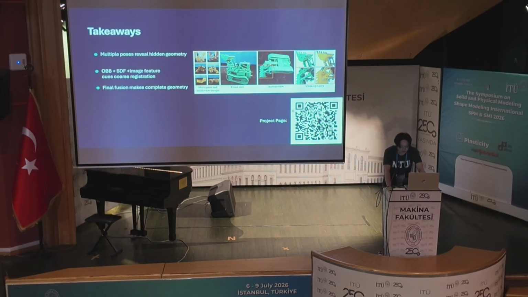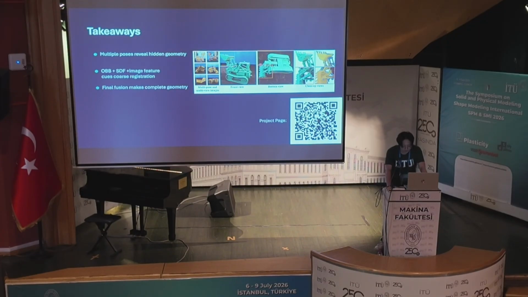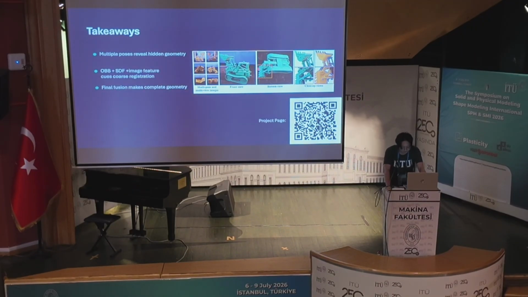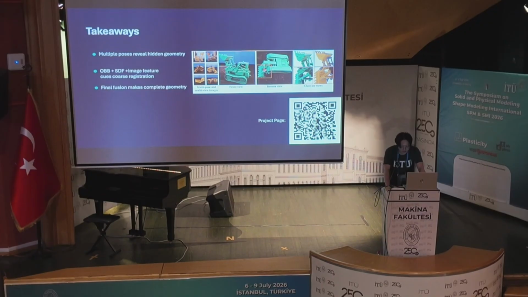Multiple poses reveal complementary hidden surfaces, and the key is to align and fuse pose-wise neural fields reliably. The method uses OBB, SDF, and image features for coarse registration and fine refinement. It then uses 2D image matches lifted to 3D for the fine alignment. And finally, the aligned observations are fused to produce a more complete geometry.